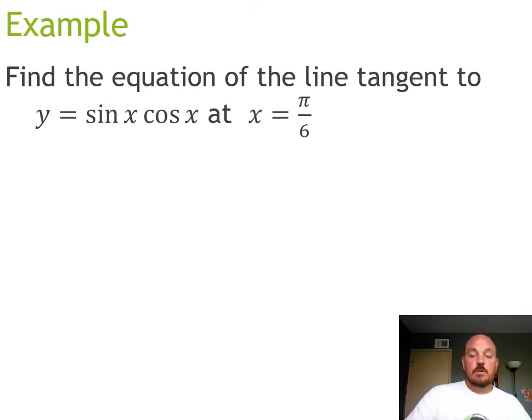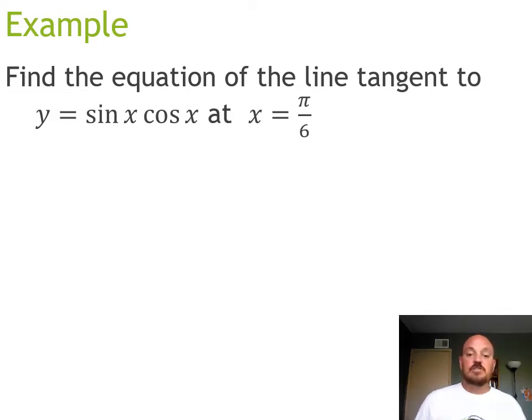So let's start with this question right here. It's an equation of the tangent line question. So we have our original function, y equals sine x times cosine x, and we want to find the equation of the tangent line when x is pi over 6. So we've done this question before. The only difference is there are trig functions in it now. We're doing questions we've already done this year and applying our new trig derivatives.